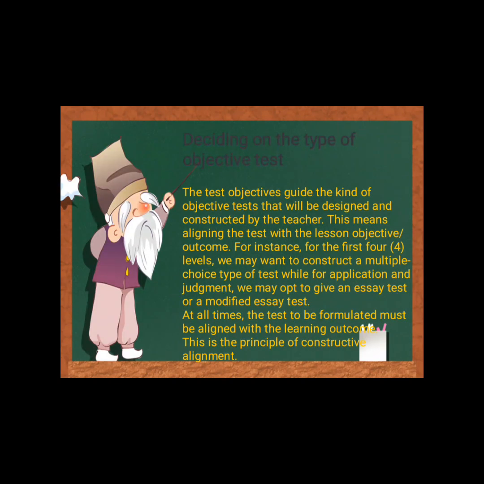So next, let's proceed to deciding on the type of objective test. The test objectives guide the kind of objective test that will be designed and constructed by the teacher. The test objectives, class, guide teachers on what kind of test they will give to the students. This means aligning the test with the lesson objective or learning outcome. The test that is made should be aligned with the lesson objective or learning outcome of Bloom's taxonomy.